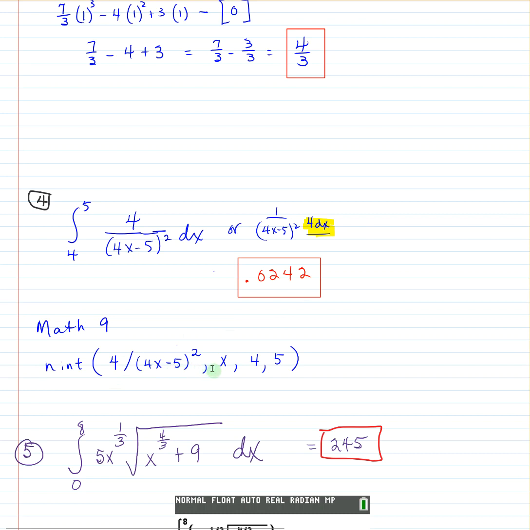So you always put the function, comma, x, comma, lower limit, upper limit. So you can still do it that way even if you don't have the newer operating system.